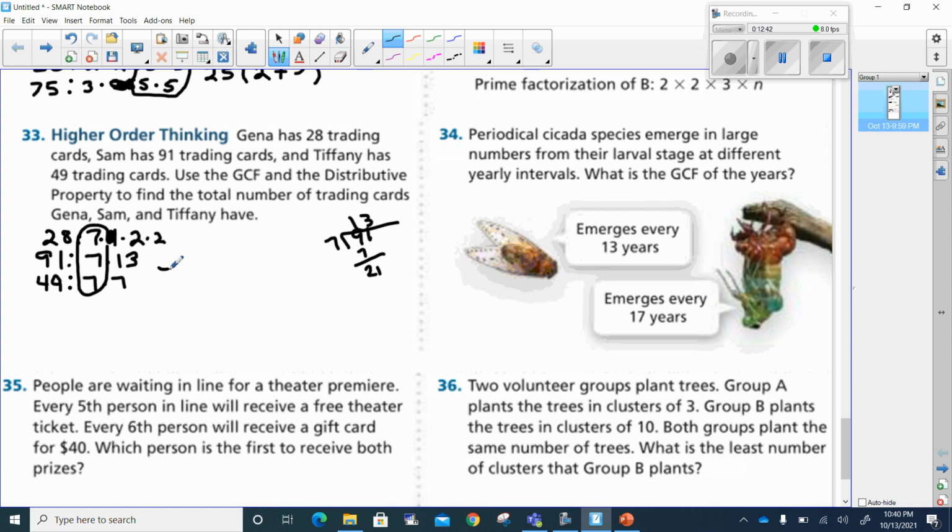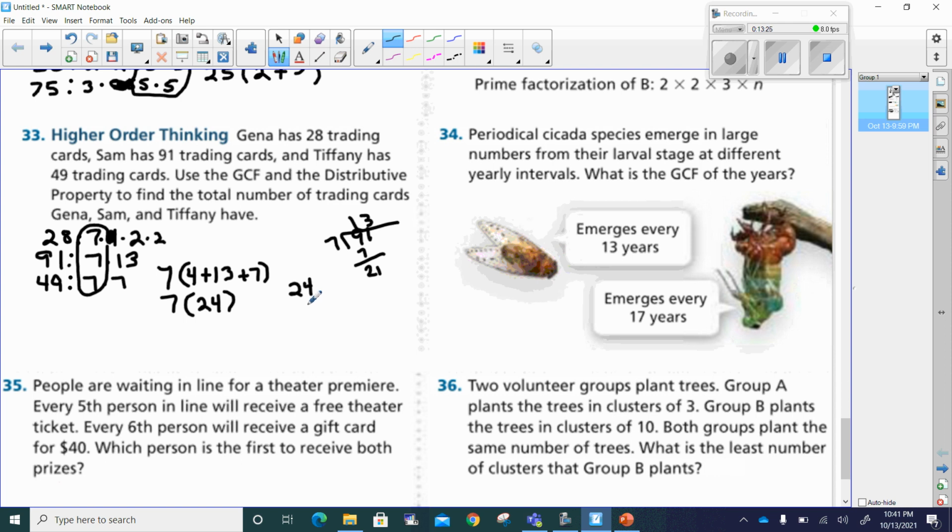So the greatest common factor is going to be 7. So that would be 7 times, well, 2 times 2 is 4. And then it would be plus 13. And that would be plus 7. And now, if we're using distributive property, we would add these together, right? I got 4 plus 13 plus 7. 13 plus 7 is 20, so this would be 7 times 24.